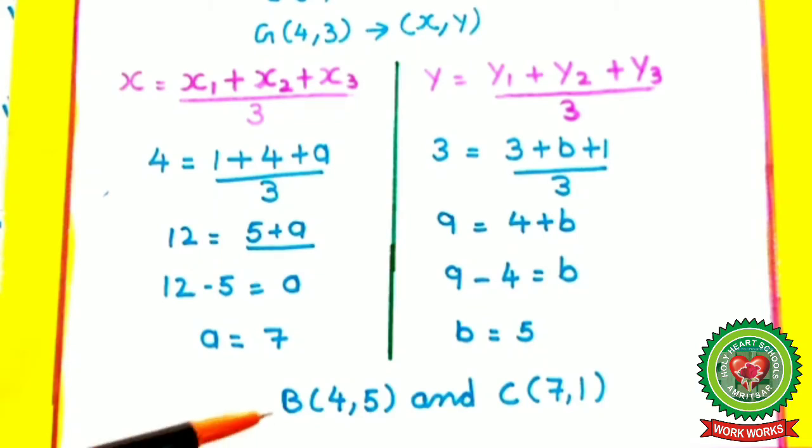And the coordinates of B are now (4, 5) and C (7, 1). Now students, you are able to solve sums related to these types.